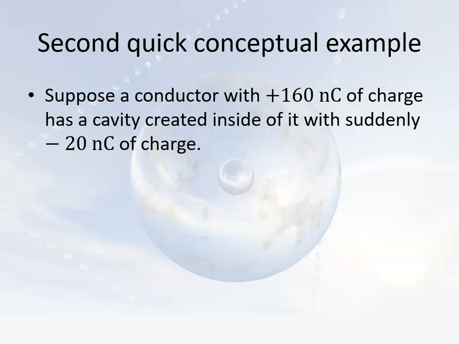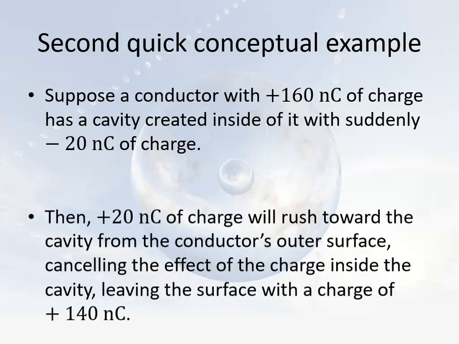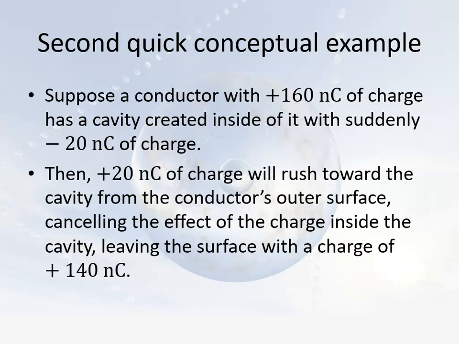Now, what if you have a conductor that has plus 160 nanocoulombs of charge, and it has a cavity created inside of it in which suddenly appears negative 20 nanocoulombs of charge? Somebody just somehow magically brings negative 20 nanocoulombs of charge into that cavity. Well, that means that plus 20 nanocoulombs of charge is going to rush toward the surface of that cavity, and that 20 nanocoulombs of charge has got to come from somewhere. The only place it can come from is the surface of the conductor.